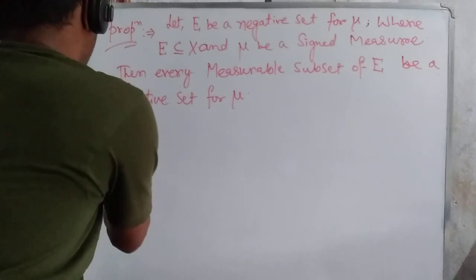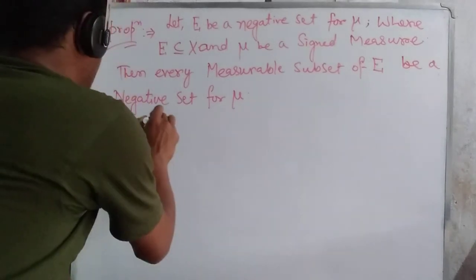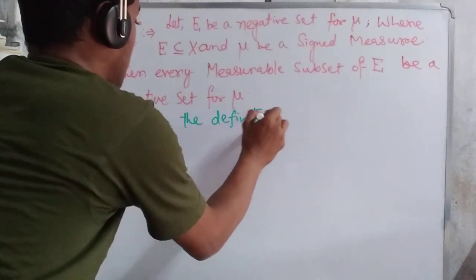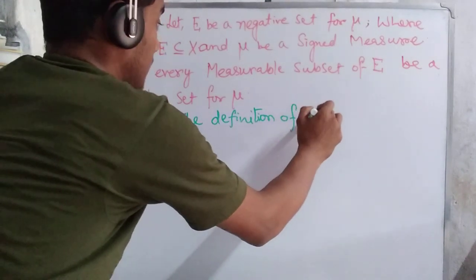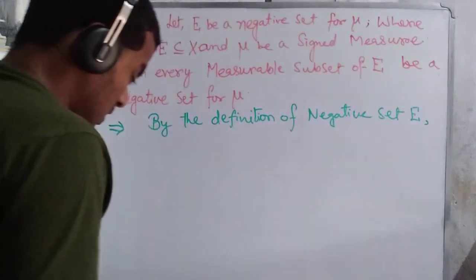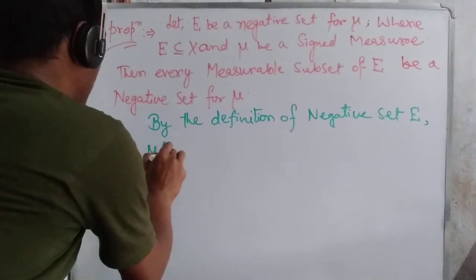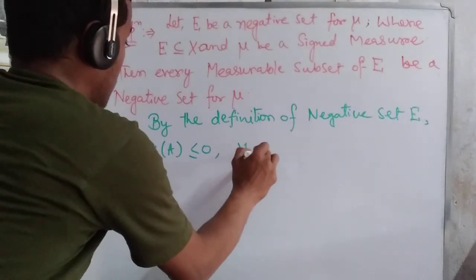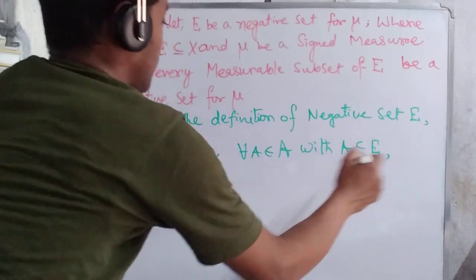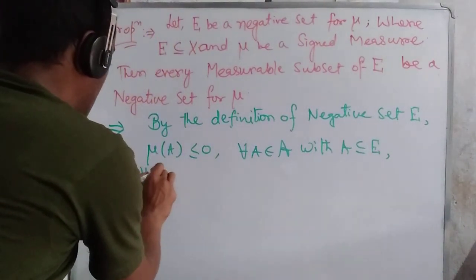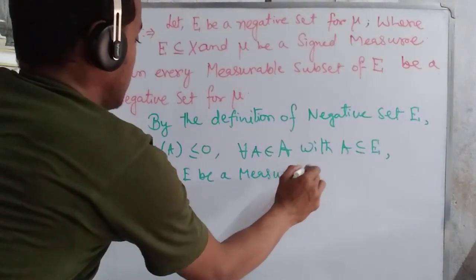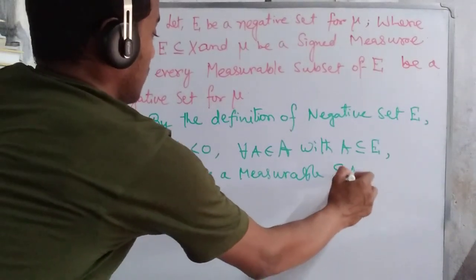Then what happened? Obviously, right here by the definition of negative set E, mu(A) is less than or equal to 0 for all A belonging to this, with A a subset of E, where E is a measurable set.